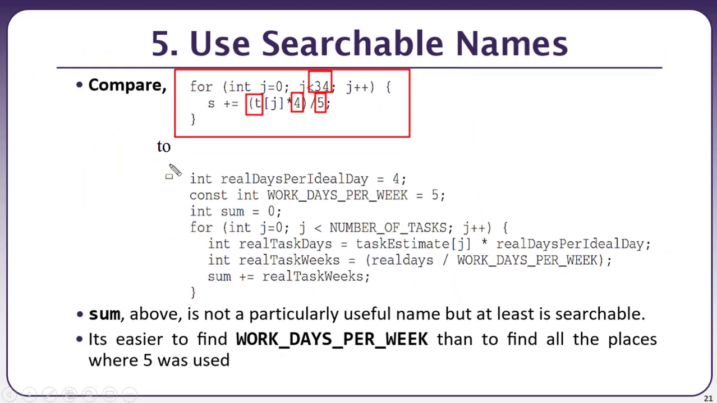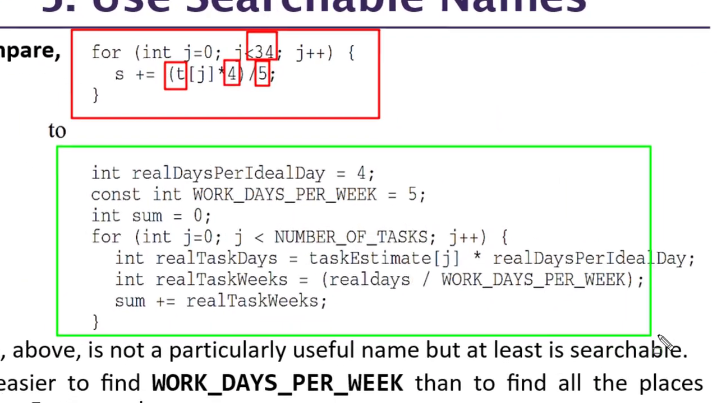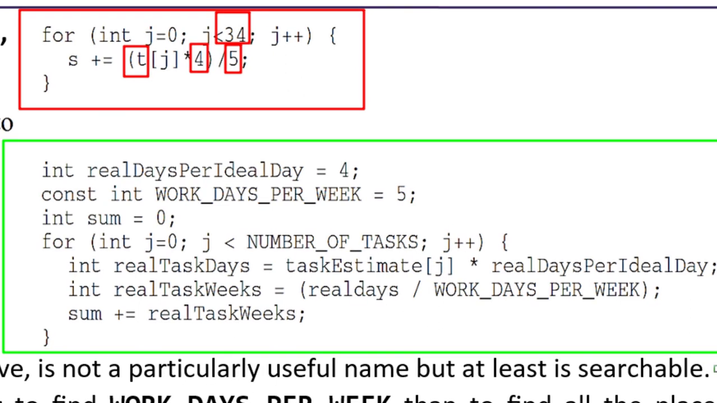We can very easily compare that code above with an improved version of the same code, where you can see that we have replaced the constants with names. So basically we have used named constants like work days per week. So this 5 was actually the work days per week. Similarly, we had real days per ideal day. So this 4 is actually representing this value, and similarly this 34 is replaced with a named constant called number of tasks.